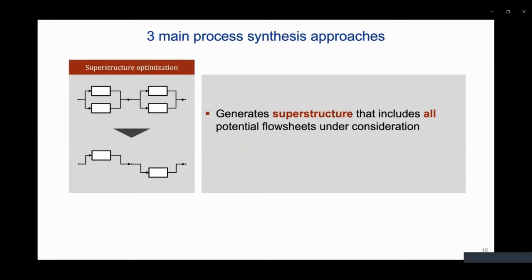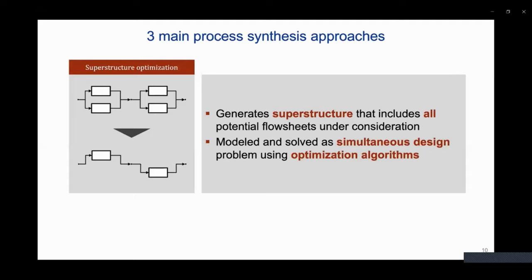In the case of superstructure optimization, which is the approach that we're advocating here, we start with a given superstructure, like the figure I have here on the left, and we are going to quote delete some of the units to then lead us to the actual final flow sheet structure. So the main point here is that we model the problem for simultaneous design optimization, the structure and the parameters, and we solve the corresponding model using optimization algorithms.